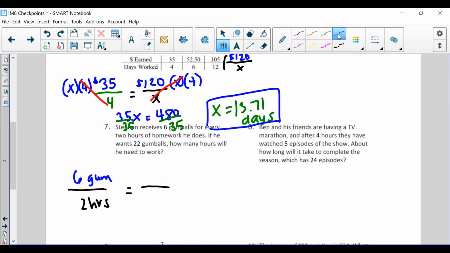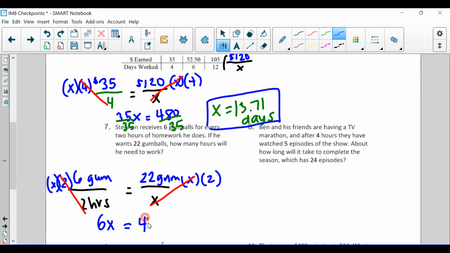I'm going to write that in blue. 22 gumballs. And then how many does he need? Well, we don't know how many hours that's going to take, so we're going to go X. Okay? Then once again, we're going to go ahead and solve for what we need here. We notice that the denominators are both 2 and X. So what we're going to do is multiply this by 2, multiply this by X, multiply this by X, multiply this by 2. Then we're going to notice these 2 cancels out, these X cancel out. So we're going to say it is 6X is equal to 22 times 2, 44.